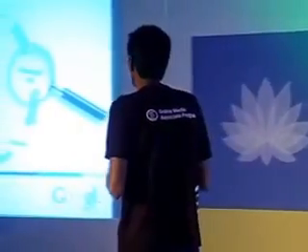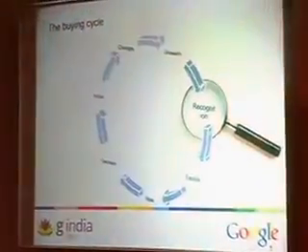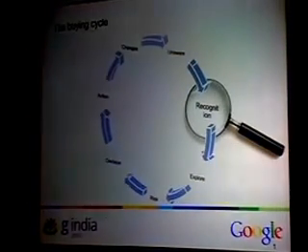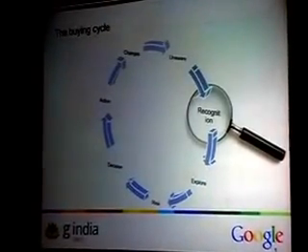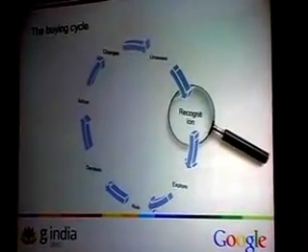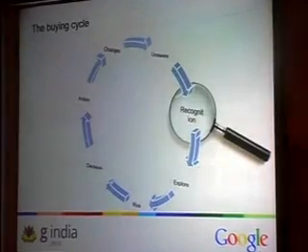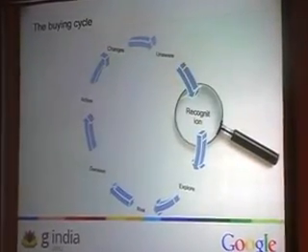Let's talk about how the buying cycle works. It starts with recognition. You think, okay, there is a product that I might want. Let me find out more about it. Then you start the explore phase of the buying cycle, which is when you start looking for more information about the product you're looking for. You think, do I want a Sony Ericsson? Do I want a Nokia? Do I want a Samsung?